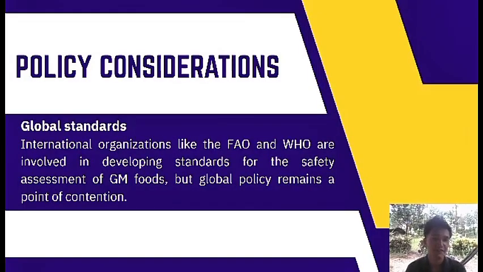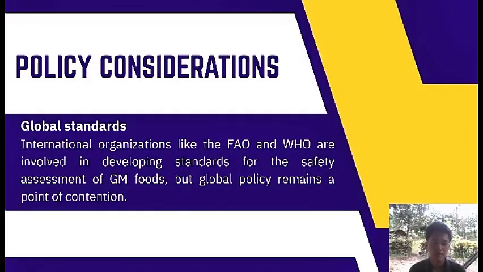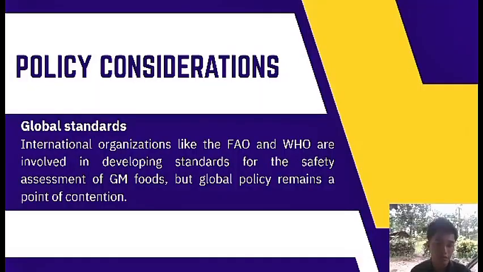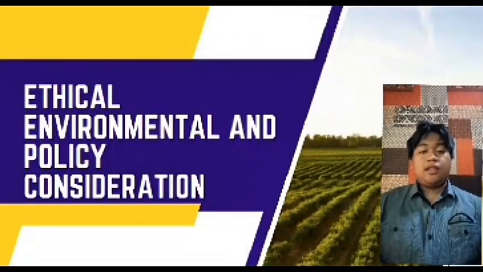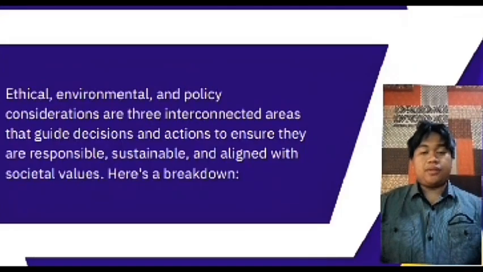Global standards. International organizations like the FAO and WHO are involved in developing standards for the safety assessment of GM foods, but global policy remains a point of contention. Ethical, environmental, and policy considerations are three interconnected areas that guide decisions and actions to ensure they are responsible, sustainable, and aligned with societal values. Here is the breakdown.